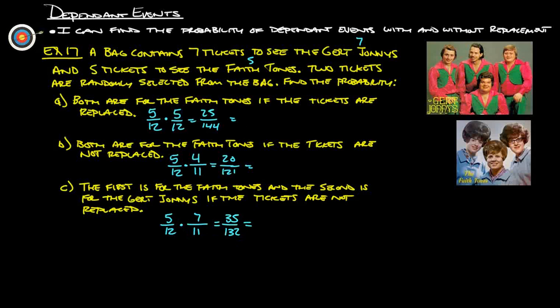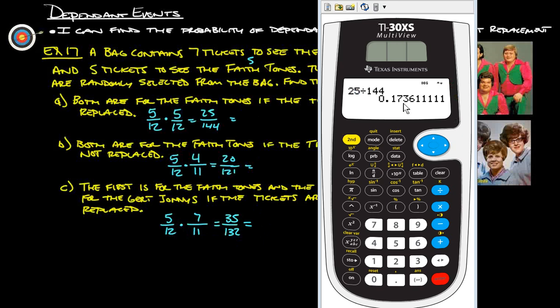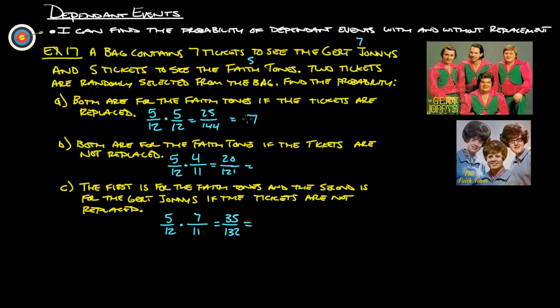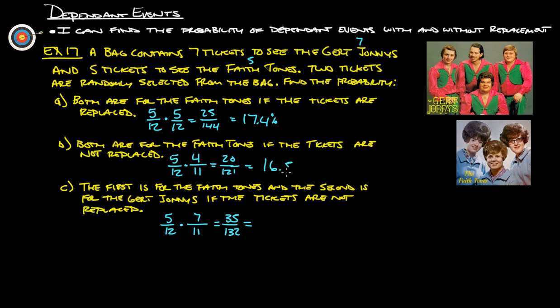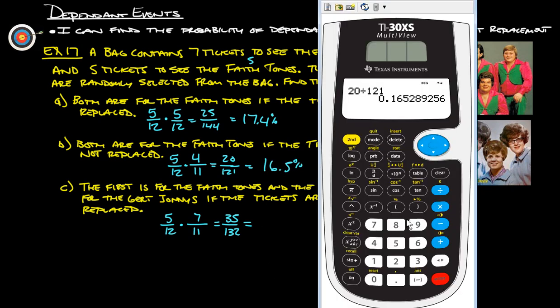And then what we can do is go back through with a calculator and simplify all these. First one, 25 divided by 144 is 17.4%. And then 20 divided by 121 gives us 16.5%. And then this last one here, we get 35 divided by 132, and we get 26.5%.